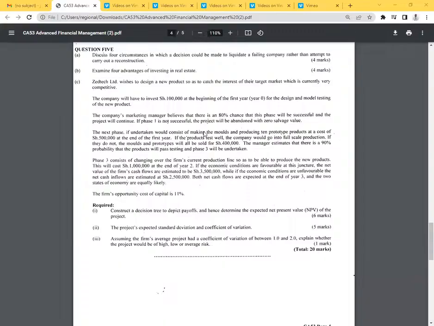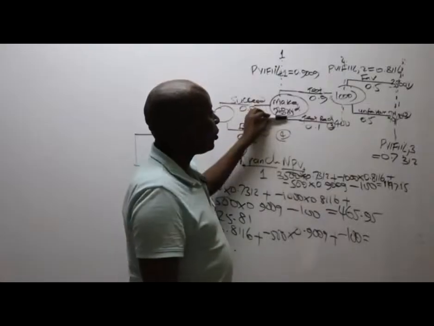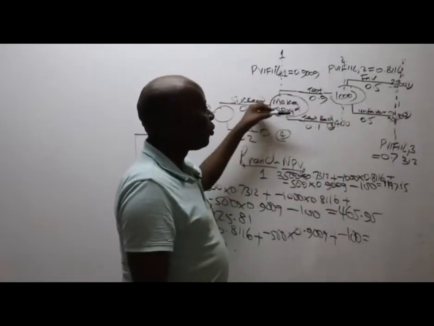If the products here test well, the company would go into full-scale production. If they do not, the molds and prototypes will be sold at 400. The manager estimates that there is a 90% probability that the product will pass the test and phase 3 will be undertaken. So meaning, ladies and gentlemen, that if we make the molds, there are 2 possibilities.